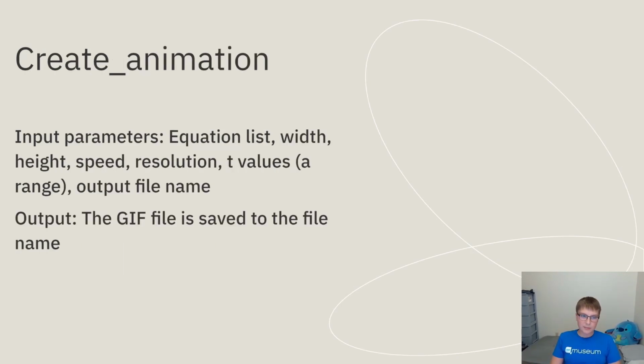Finally, I have createAnimation. This takes an equation list, the width and height of the plot, then the animation speed, then the resolution of the image, then the range of t values that you're going to be plugging in, and then the output file name. There's no returned output, the GIF is just saved to the file name.